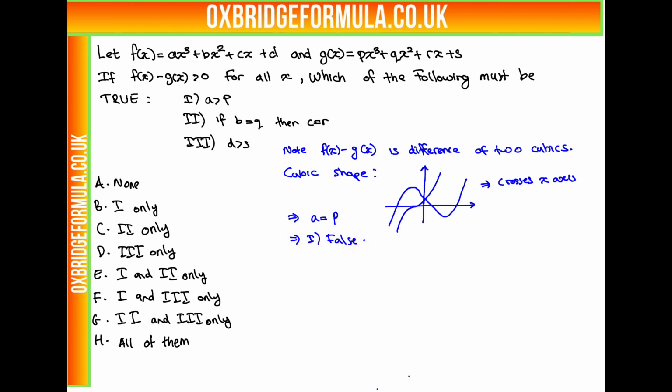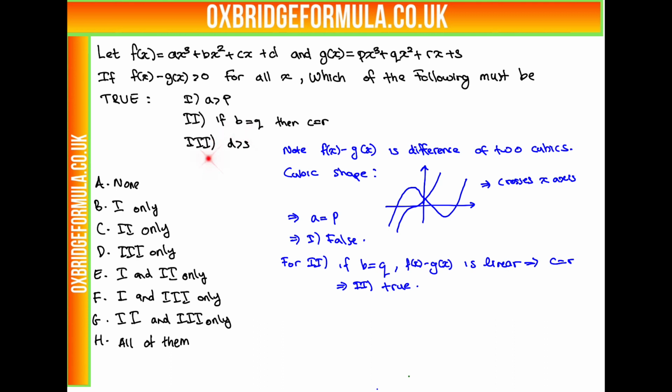Next, we're thinking about the case where b equals q. Well, if b equals q, then f of x minus g of x is going to be linear, because we know that a is equal to p, so a and p cancel out. So if b equals q, that means this term and this term also cancel out. So all we're left with is cx minus rx and then d minus s. But that's a linear thing, that's a line. But a line always crosses the x-axis, so that means this won't be true unless c is equal to r. So that means statement 2 is definitely true.